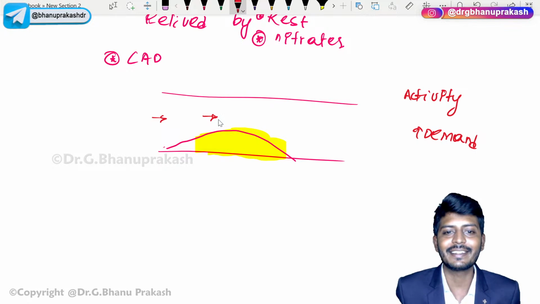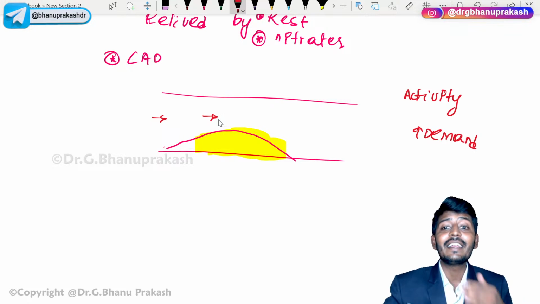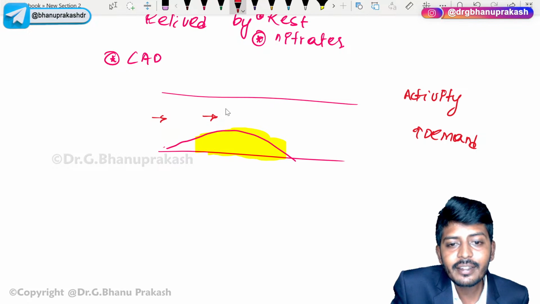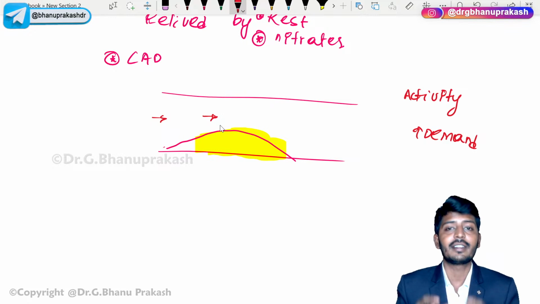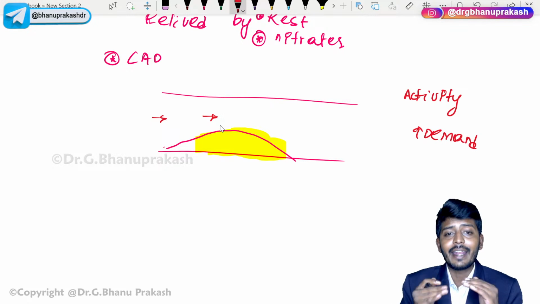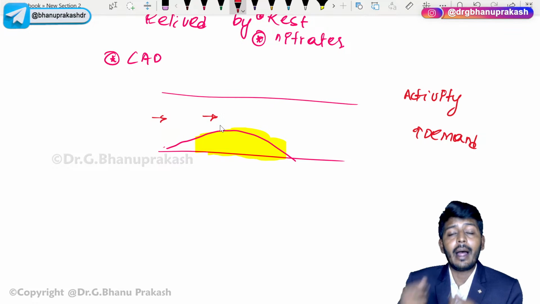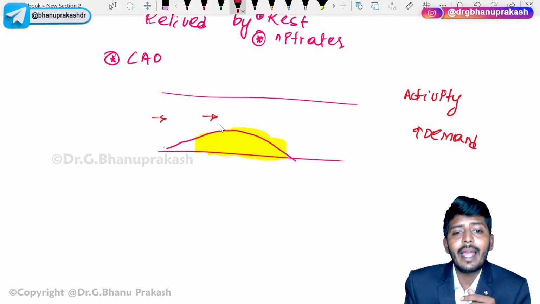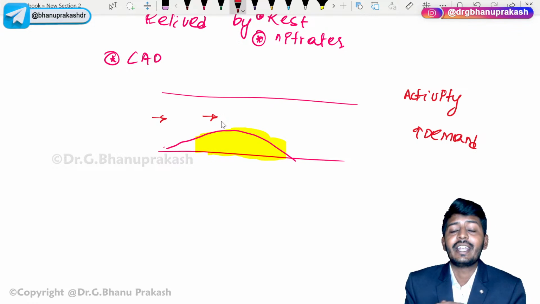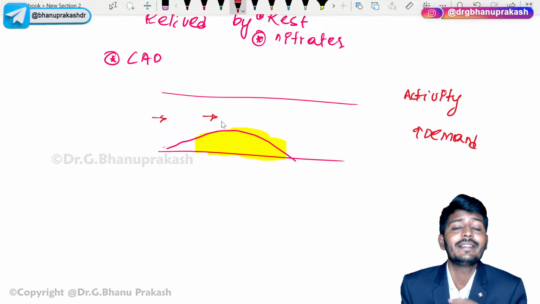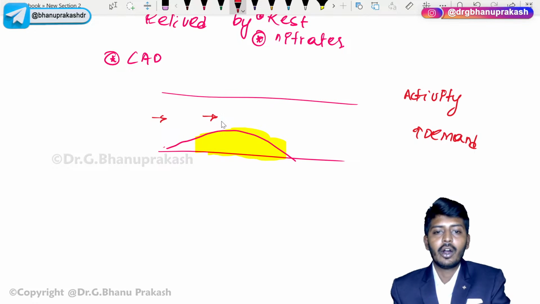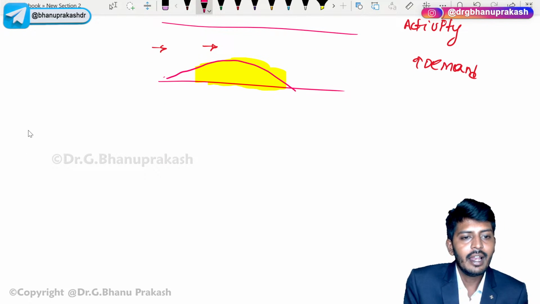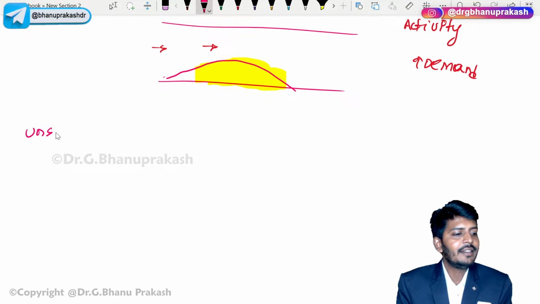But when he does exercise, what will happen? There is an increased demand for oxygen, and the lumen is small now. At rest the demand is less, but at physical activity the demand has increased. If the demand has increased, this lumen will not be sufficient to supply it. If this is not sufficient, it will lead to chest pain, called angina. So this is your stable angina.